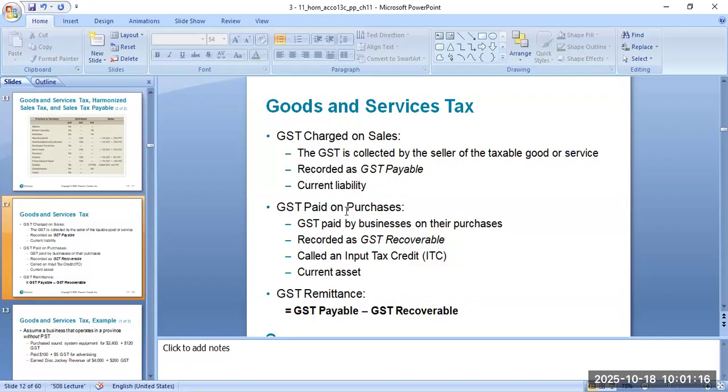Now that brings up the question: is it possible for a profitable company to end up with a GST refund? The logical answer would be no, unless the company works in a business dealing with GST-exempt sales. That would be the only option we may have.